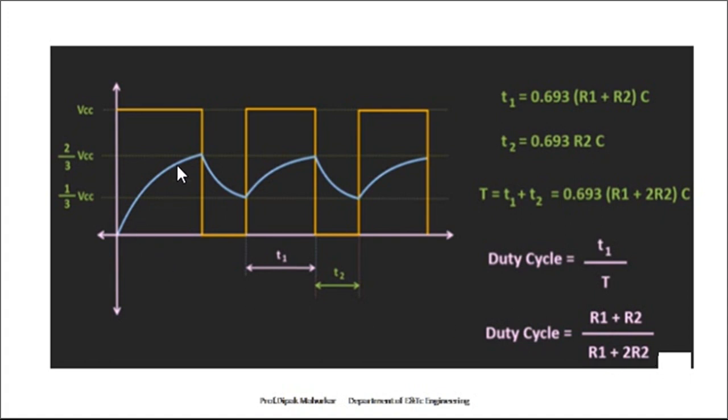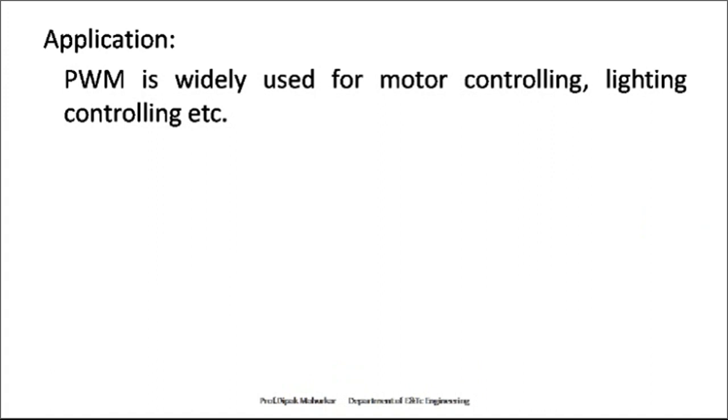So in one line, the capacitor starts charging from 0 and ends at 2 by 3 VCC. Again it starts discharging down to 1 by 3 VCC. Again it starts recharging up to 2 by 3 VCC. Charging, discharging, like this, charging and discharging.